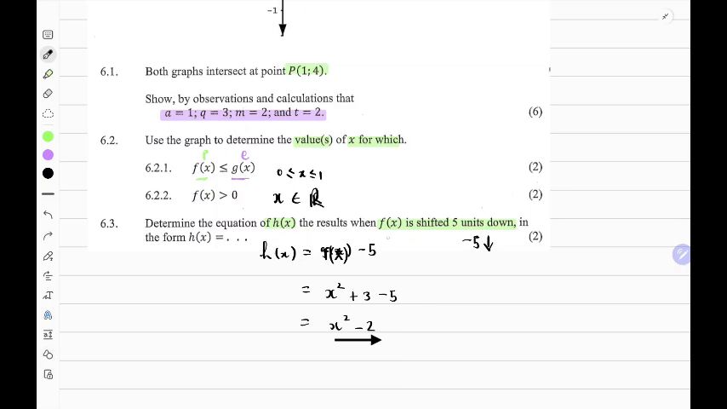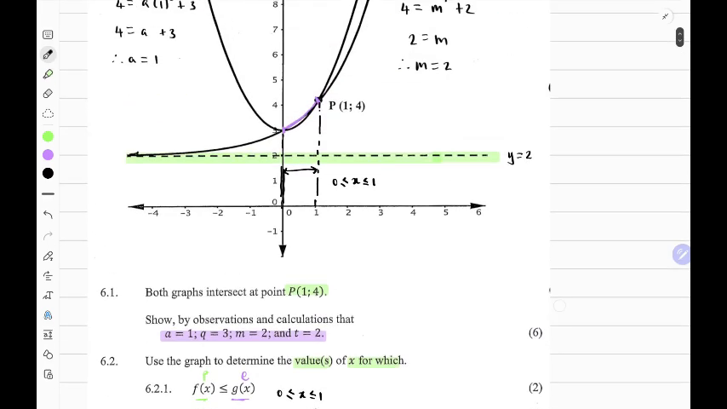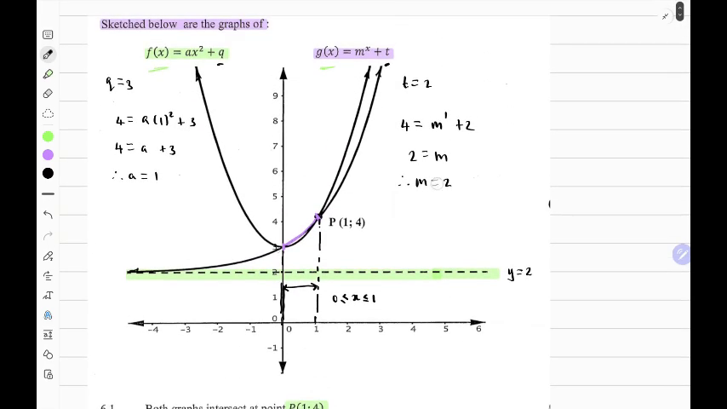I just want us to have a look here. f of x is shifted 5 units down, so there's a vertical shift. It means all values of y change. If the y-intercept was here, it's going to go 1, 2, 3, 4, 5 units, so the new y-intercept is there. And likewise, all other points will be going 5 units downwards.